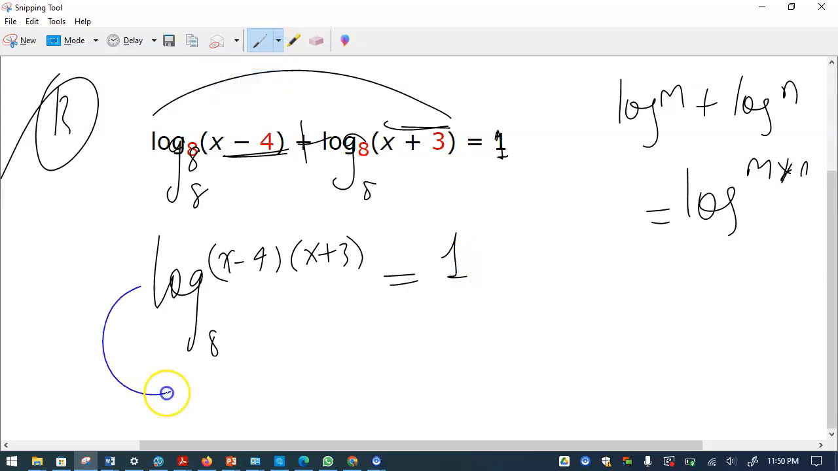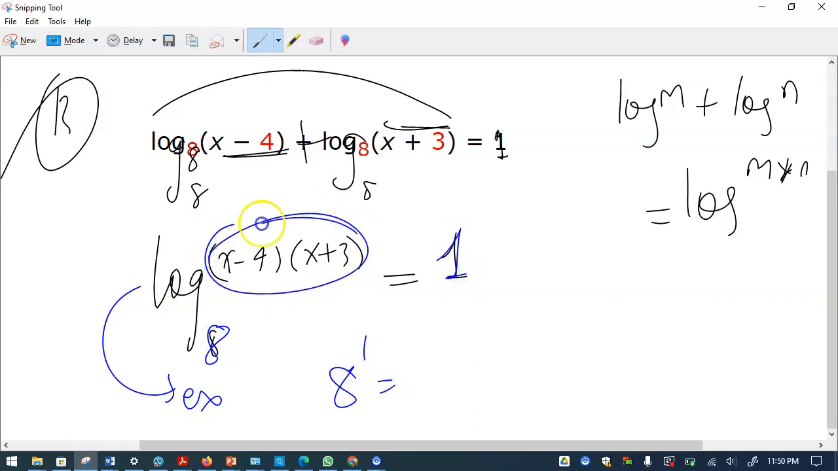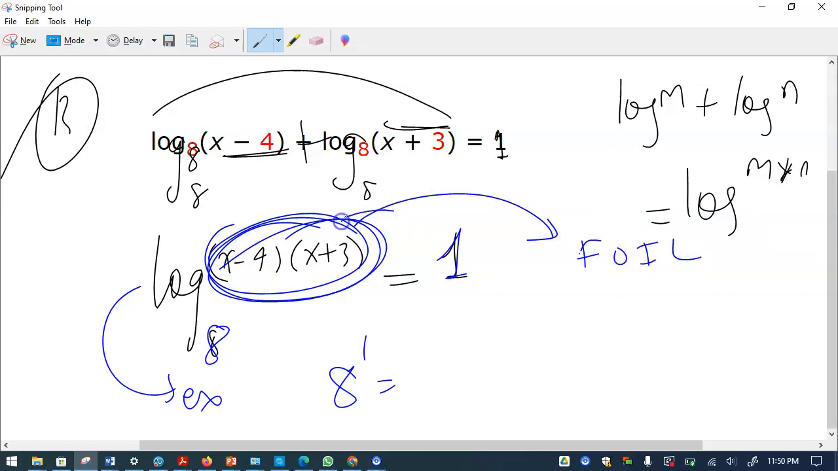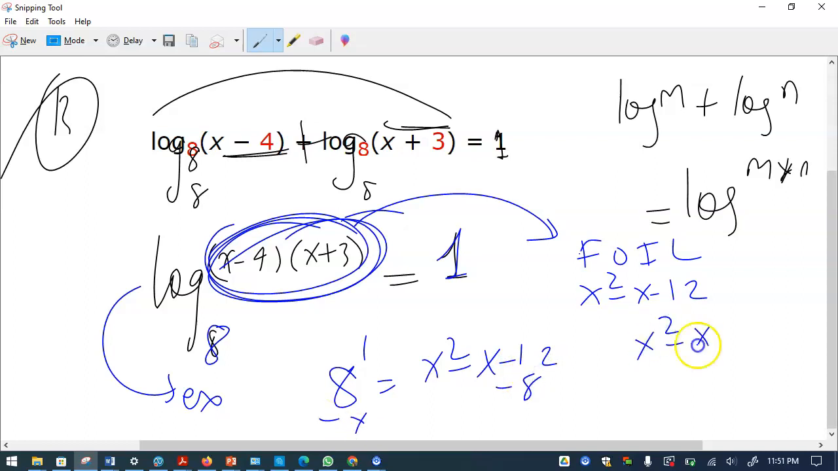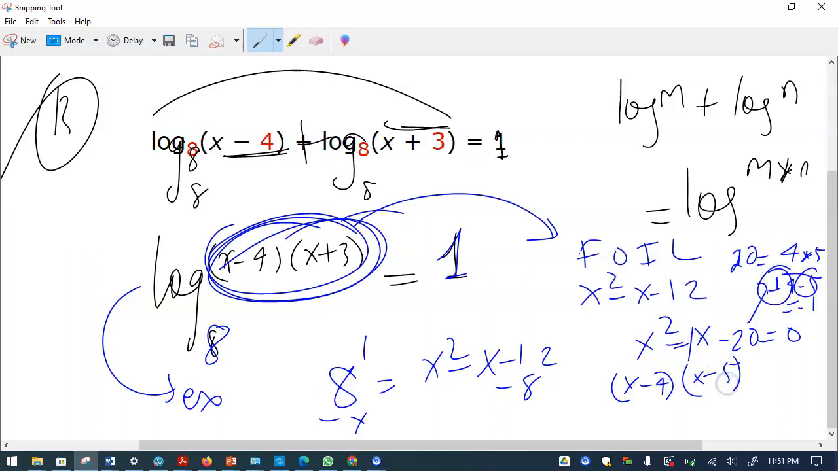And change this to the exponential form. The base is 8, so 8 raised to the output becomes the input. At the same time, I want you to also expand this. What does that mean? You use the FOIL method, box method, distributive property, whatever you want, and you get x squared minus x minus 12. So this becomes x squared minus x minus 12, and then subtract 8, and you get the equation x squared minus x minus 20 equals 0, which you can factorize as x and x. And 20 we can split as 4 times 5, because plus 4 and minus 5 gives minus 1, because there's a minus 1 here. And the opposite of negative 4 is 4, and the opposite of positive 5 is negative 5. That's it.